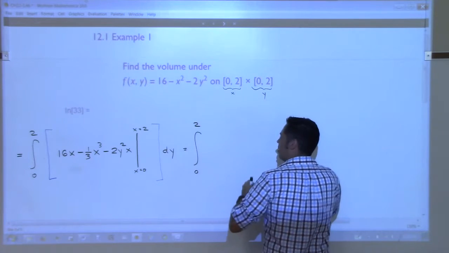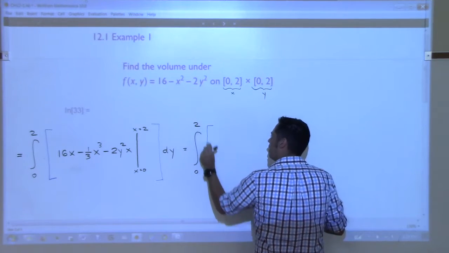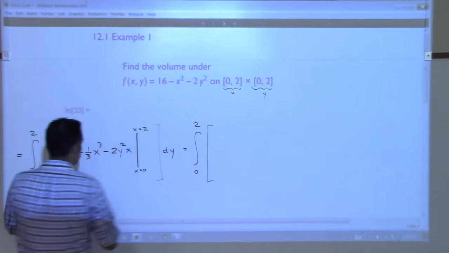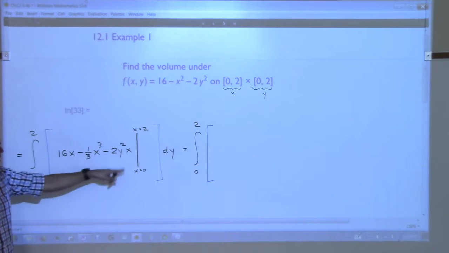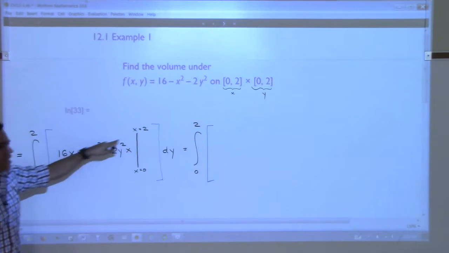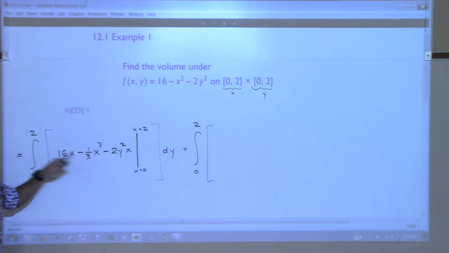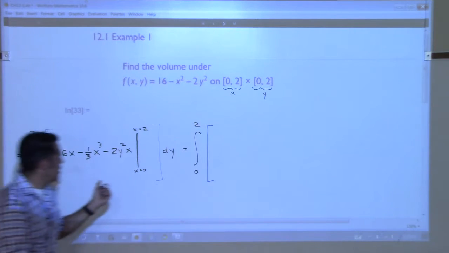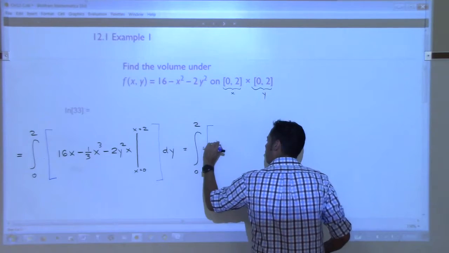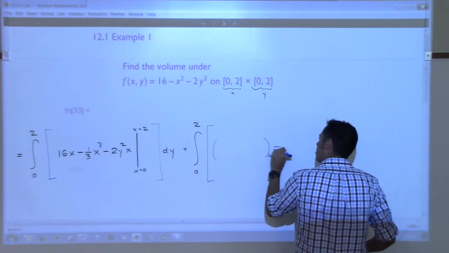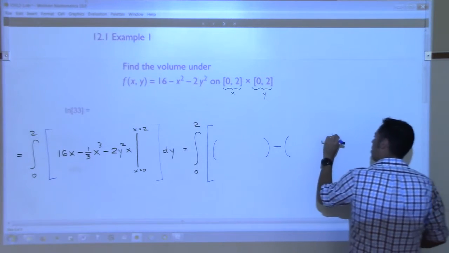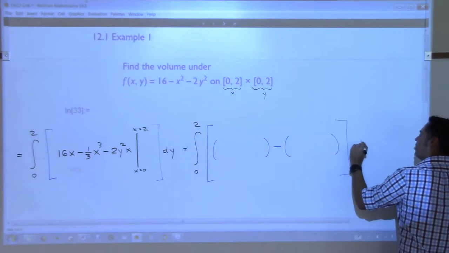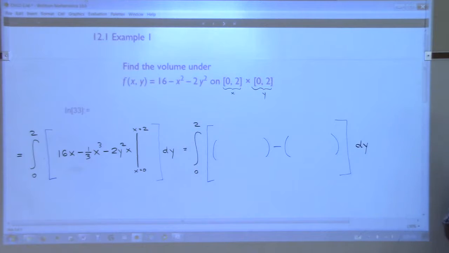Still working with the inner integral now. Bracket. Now, how do we do these definite integrals? Which one do you plug in first? Top one. 2 goes in here first for x. And then after you do that, you subtract 0 being plugged in for x. So I'm going to have two things: whatever I get when I plug in 2, and then whatever I get when I plug in 0, and then I'll still have dy out here.